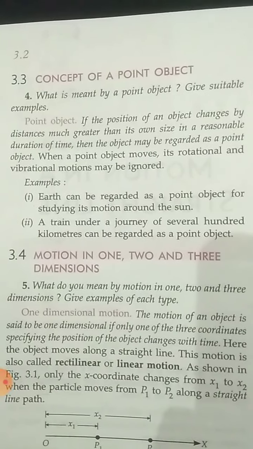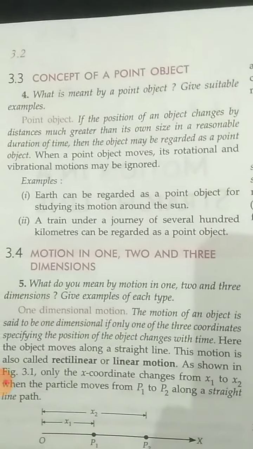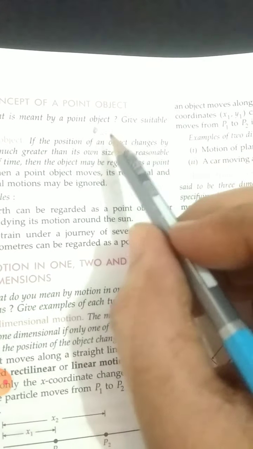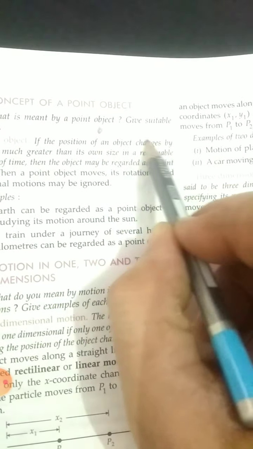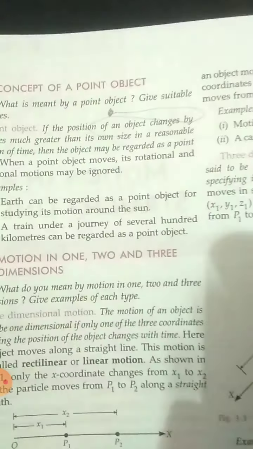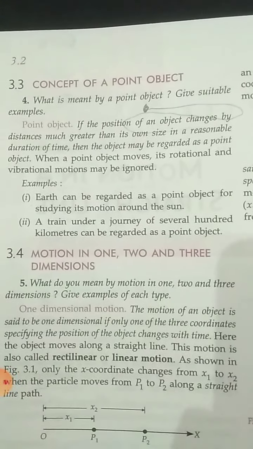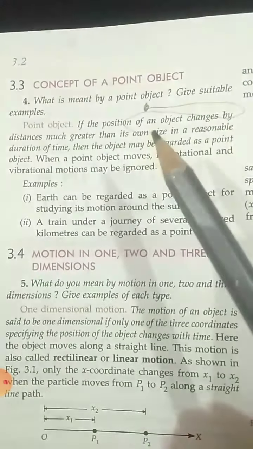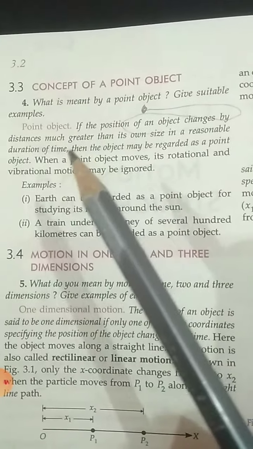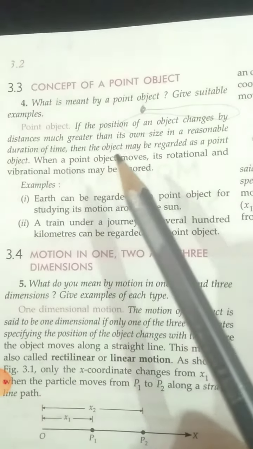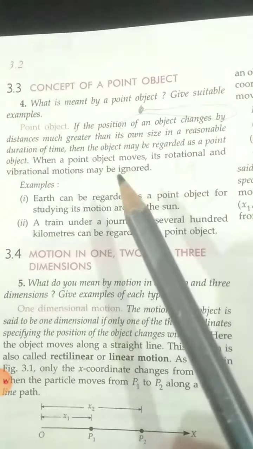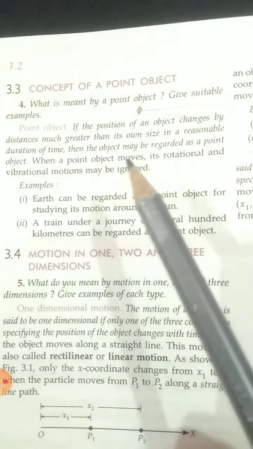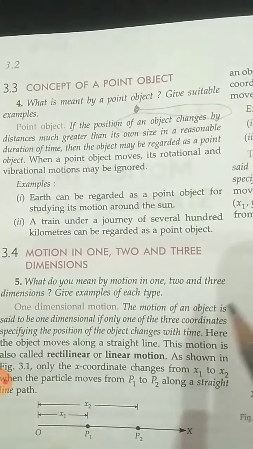Next is the point object. What is the point object? A point object means a very small object that is traveling a very large distance; in that situation you say this object is a point object. What is the definition? If the position of an object changes by a distance much greater than its own size in a reasonable duration of time, then the object may be regarded as a point object.